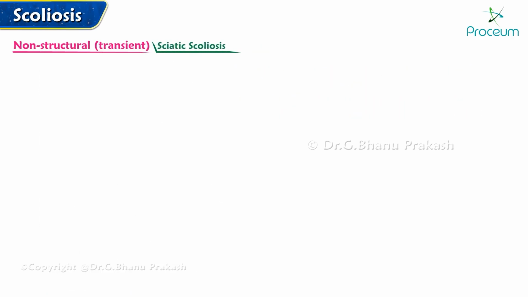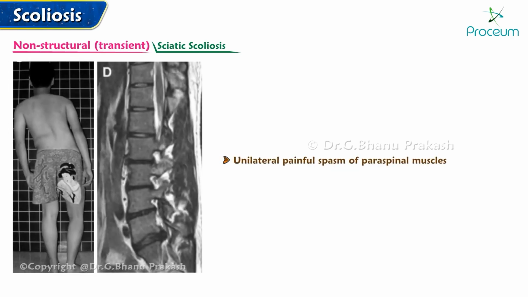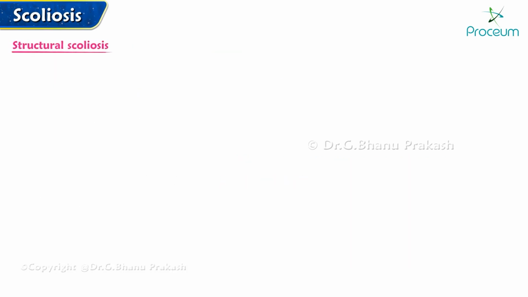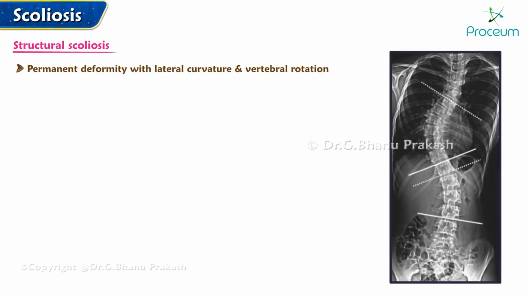Sciatic scoliosis occurs due to a unilateral painful spasm of the paraspinal muscles, often triggered by a prolapsed intervertebral disc. Now for structural scoliosis. Unlike the non-structural variant, structural scoliosis involves a permanent deformity with both lateral curvature and vertebral rotation. It includes several subtypes.